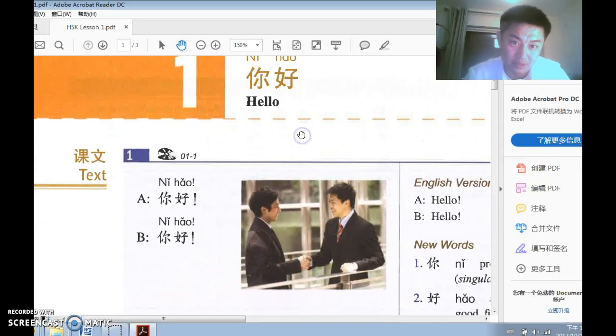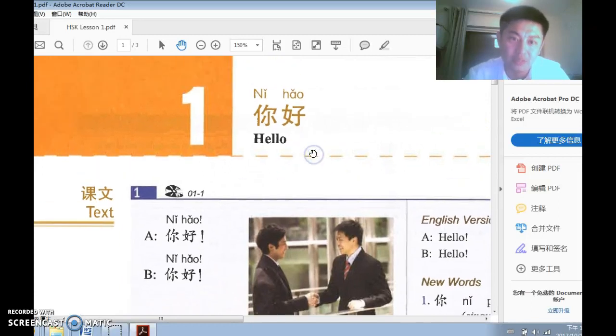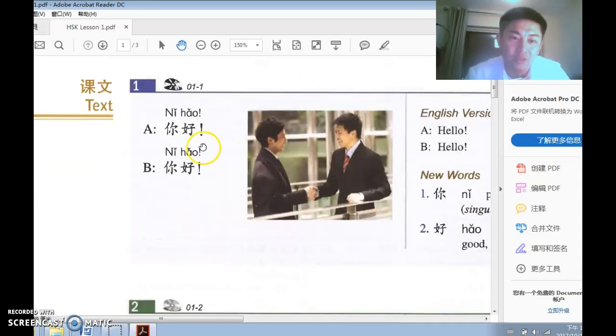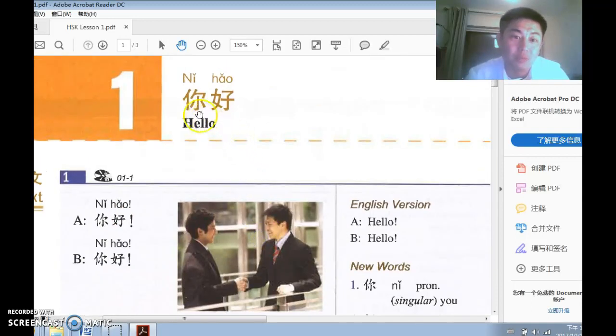Or if you speak quickly, that's 你好. Slowly, 你好. I would like you to be able to write 你 and 好 with your hands. If you forgot the stroke orders or what the strokes are, you can always use this website.